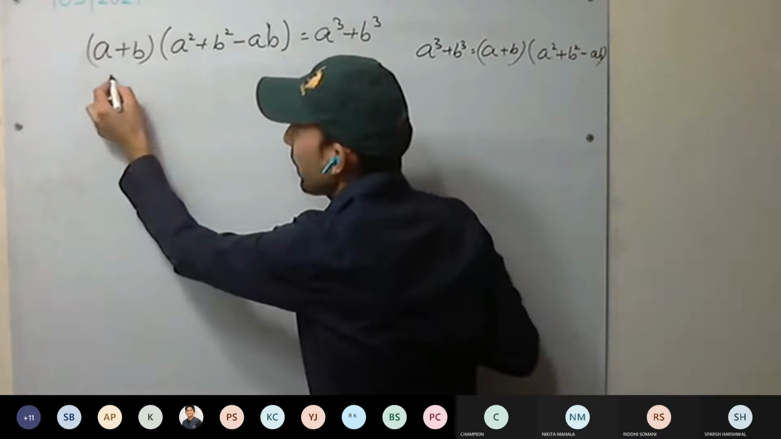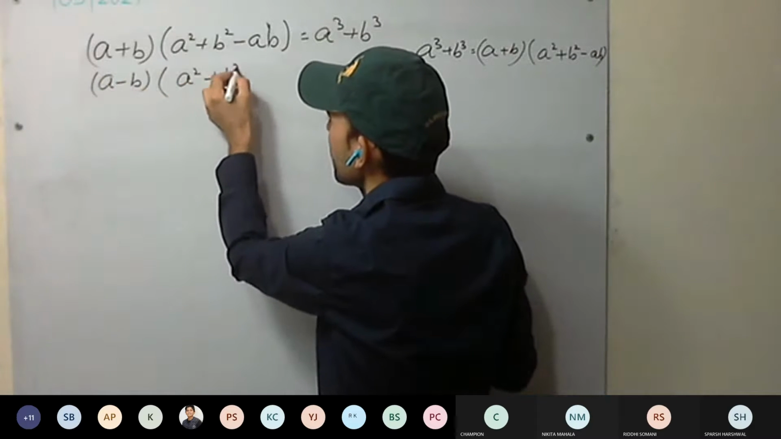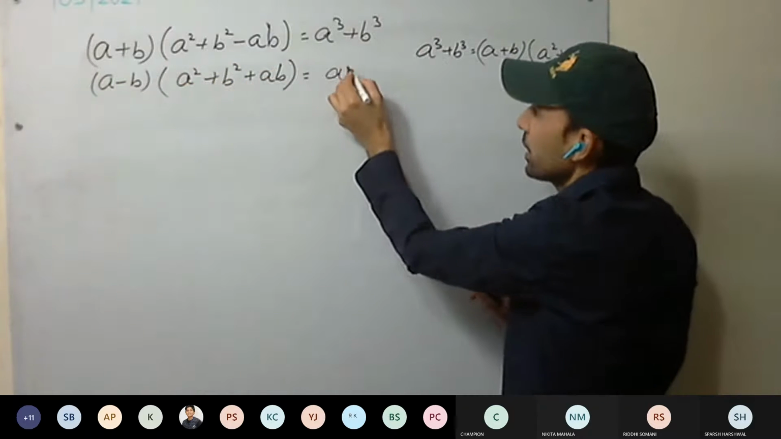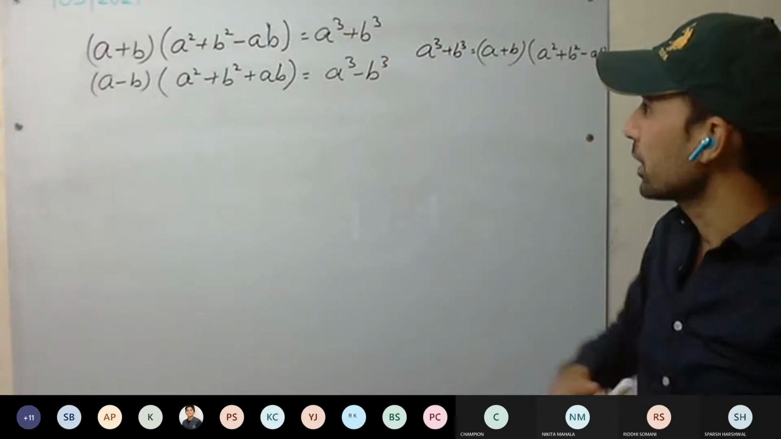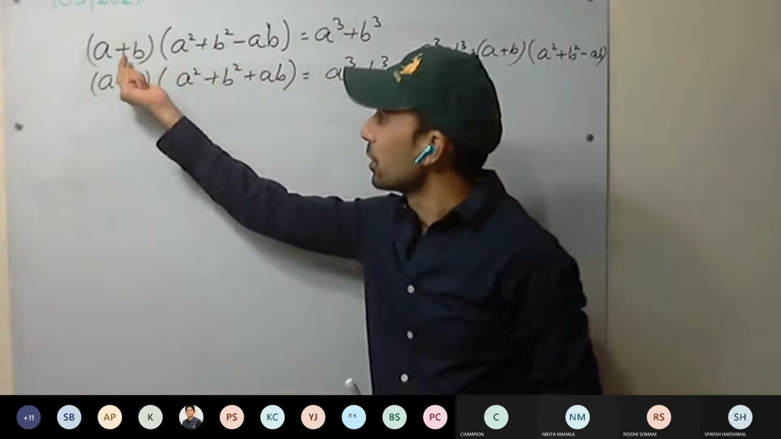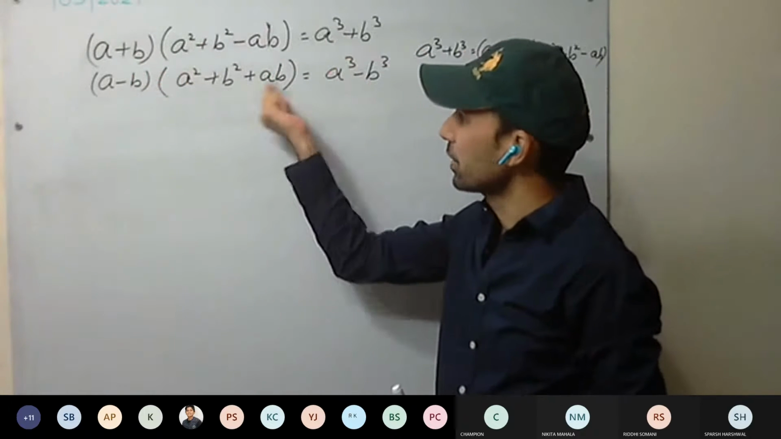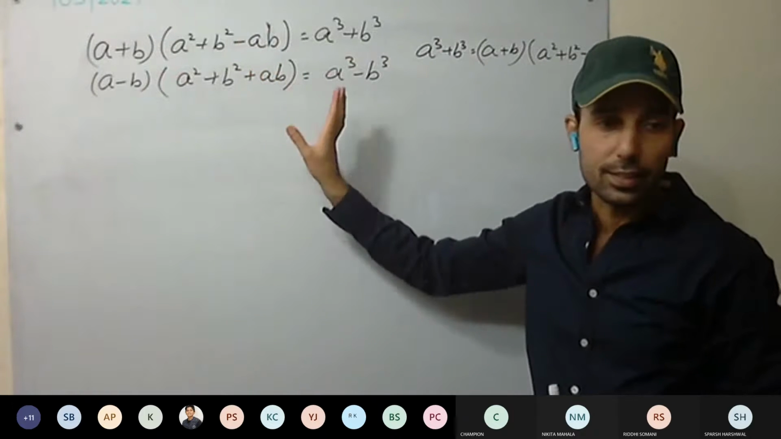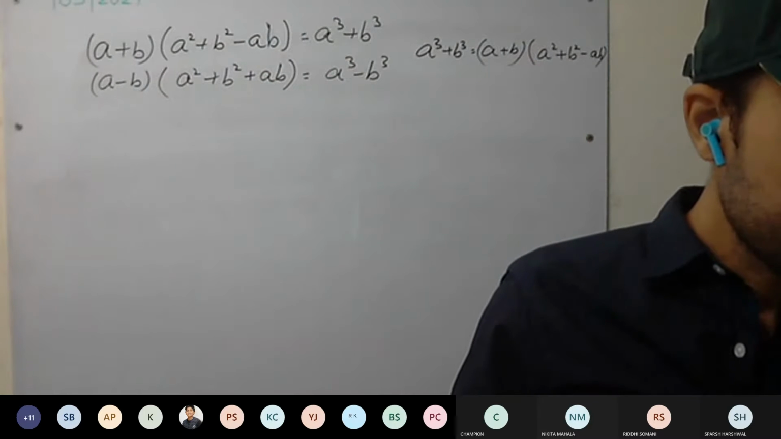Second equation: if I'm writing (a minus b)(a square plus ab), these are identities, equals a cube minus b cube. Understood? For a cube plus b cube, in a plus b the second factor has minus ab. For a minus b, here it will be plus. And these are ab only, not 2ab. Okay? These are clear?